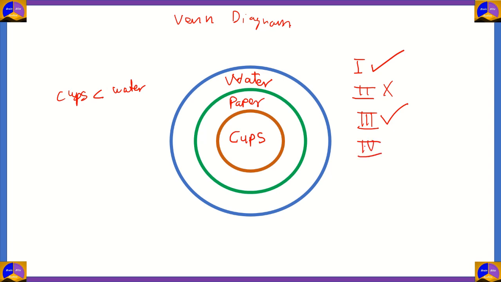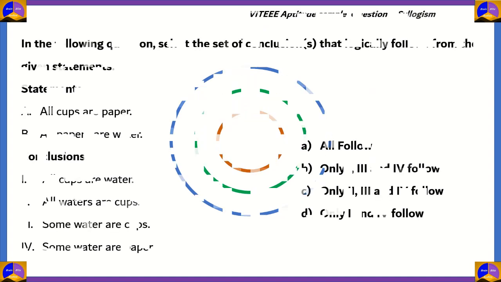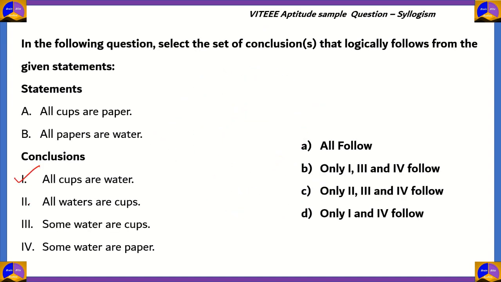And conclusion 4 was some water is paper, which again is correct since paper is smaller than water. So some elements in water may be outside of the set paper, so therefore some water is paper and some water is not paper. So that is correct. So as you can see, conclusions 1, 3, and 4 are the correct conclusions in this question. So from the two statements, we can conclude that conclusions 1, 3, and 4 are correct.